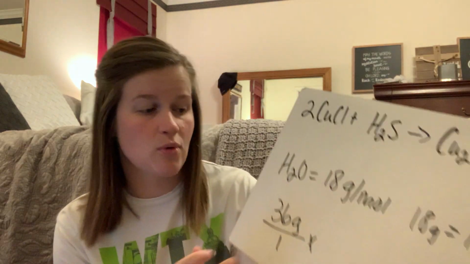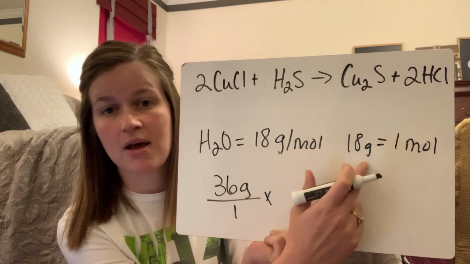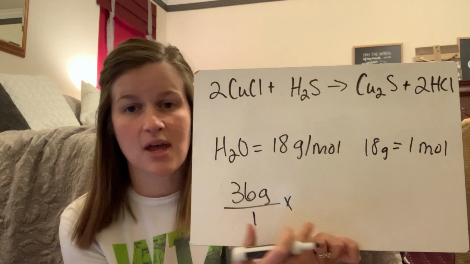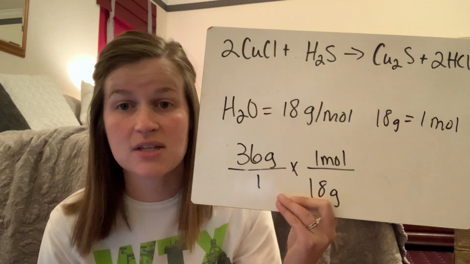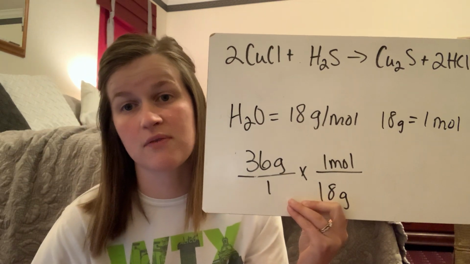I'm still going to use the molar mass because it's still water that we're talking about. But this time, since grams are on top, that means grams need to go on the bottom. We're still using the same proportions, it's the same method both ways. And so this time, grams can cancel out, and we can figure out that if I had 36 grams of water, that would be roughly 2 moles.